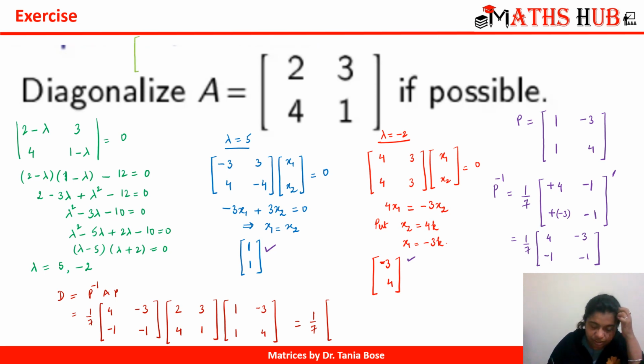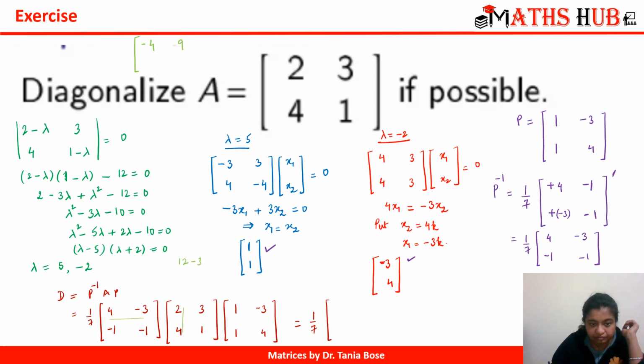So 4 into 2 is 8, minus 3, first row with the first column. So 4 into 2, 8, minus 3 plus 4 is minus 12. So I'll get here a minus 4. Then the first row multiplied with the second column. So that leads to 4 into 3, 12, minus 3, that is 9.